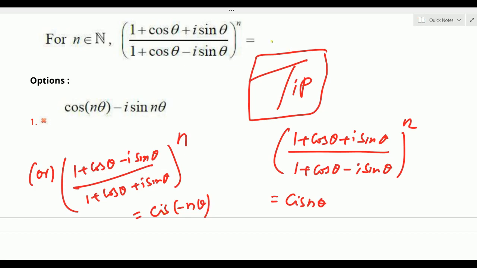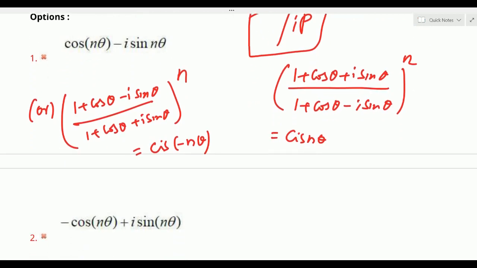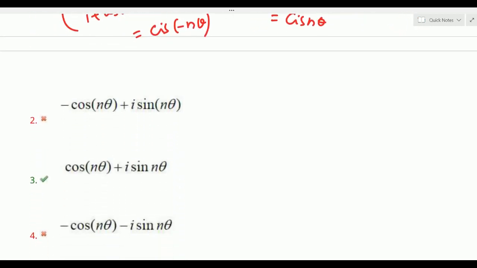So according to this tip, what is this answer? Cis n theta. Cis n theta we can expand as cos n theta plus i sin n theta. Okay, now? Cos n theta plus i sin n theta is there in which option? You can check it. It's not there in the first option; the first option is cis minus n theta only. It's not the second option. Yes, it is clearly there in the third option. Is it clear? These three questions are in this shift, right? Now look forward to the next one. Clear?